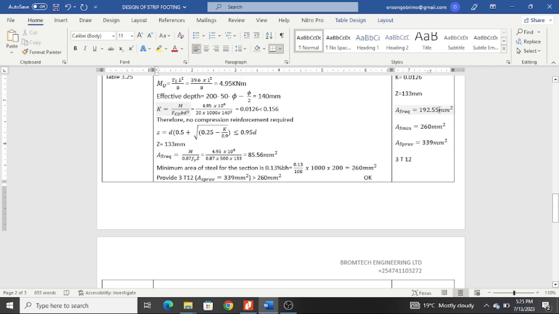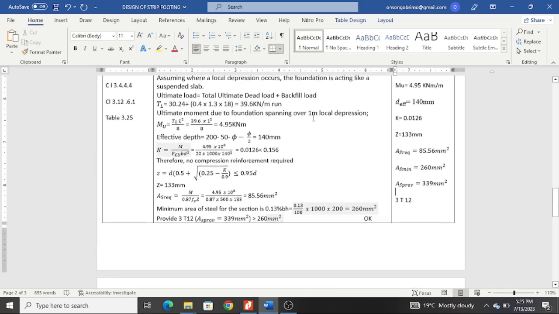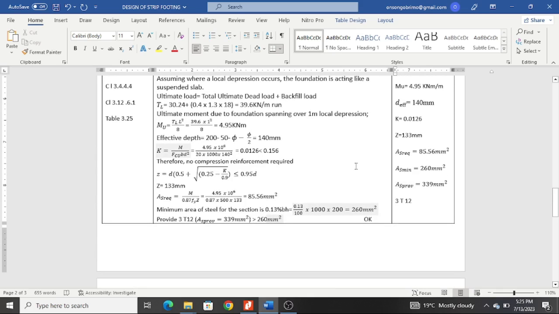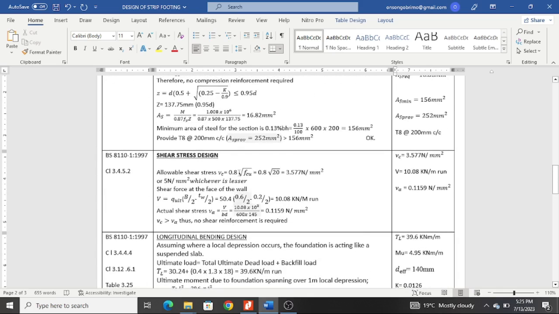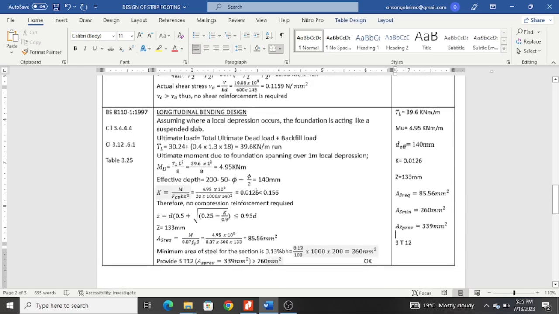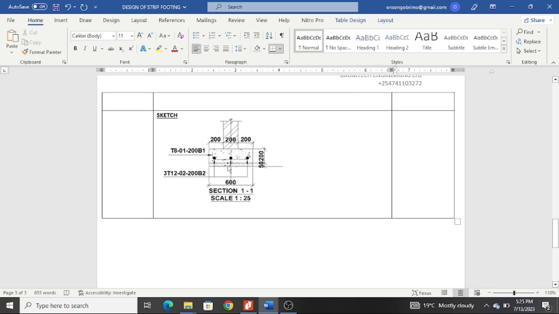Yeah, so this was, let me rectify that. 85.56. Then therefore we have design reinforcement for that other direction, and basically because we had determined the shear, we are not going to repeat this again because the section is the same, and we know that now our shear design, we don't need to design for shear reinforcement. So from there, this is the sketch of what we have designed.